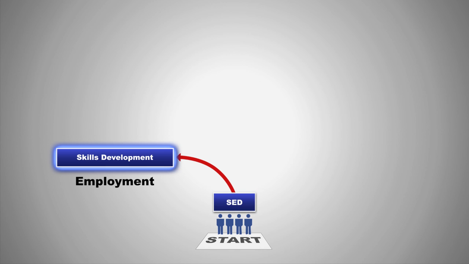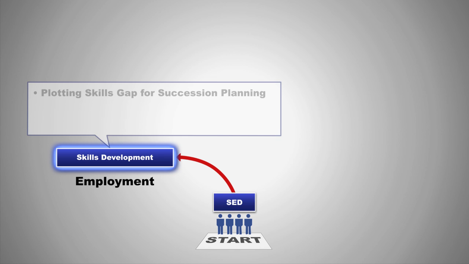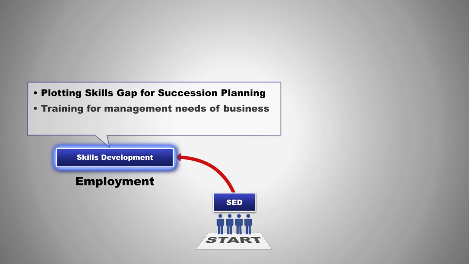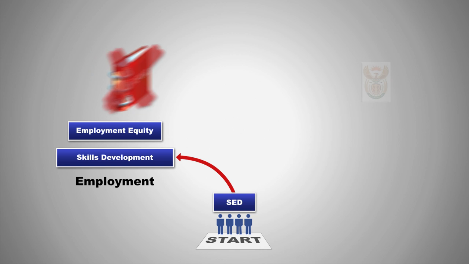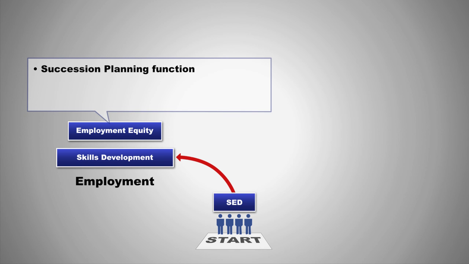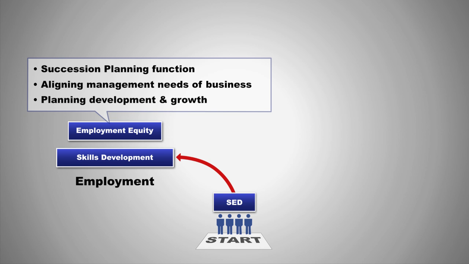SED before they joined the company, and now skills development once they're a member of the employment team. If we get our skills development right, which actually means plotting a skills gap for succession planning, finding out the needs of the business from a junior, middle, senior management requirement, and then training to make sure these people come through the system, you get into something called employment equity. Employment equity is not a report that goes to the Department of Labor. Employment equity is a succession planning function. It's where we start to look at the needs of our business in junior, middle, senior management and making sure that the skills that are being developed in skills development are aligned to the needs of the company.